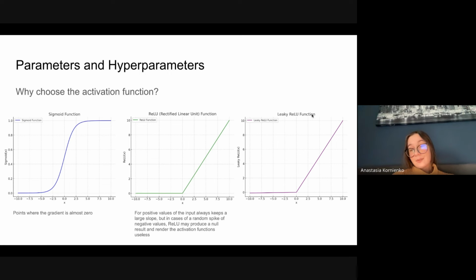That's why, as a fix for ReLU, there is the leaky ReLU function. The difference is that for negative numbers, it's not zero. It's a very, very small number, like 0.01 of the input x. So it fixes ReLU's issues with negative numbers, but it also has its own issues. That's why there are many other activation functions that can be chosen.